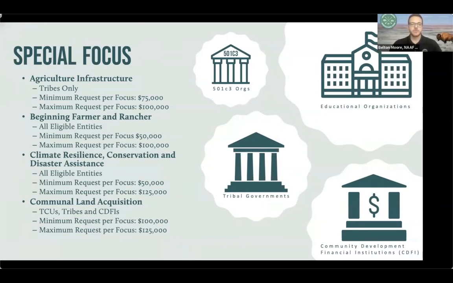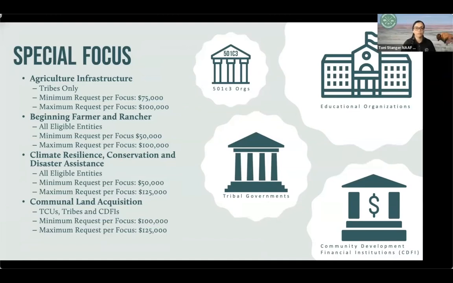For climate resilience, conservation, and disaster assistance, any eligible entity can apply. The minimum is $50,000 and the maximum is $125,000. And lastly, for communal land acquisition, only TCUs or tribal colleges and universities, tribes themselves, or CDFIs, community development financial institutions, may apply for this funding. The minimum request is $100,000 and the maximum is $125,000.